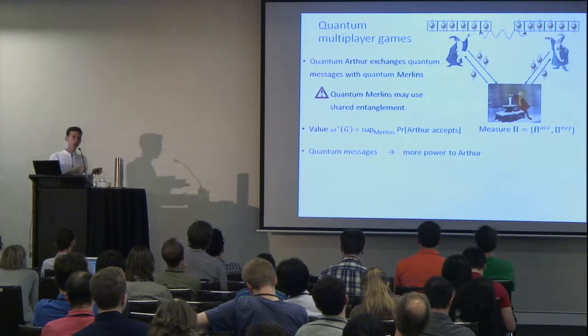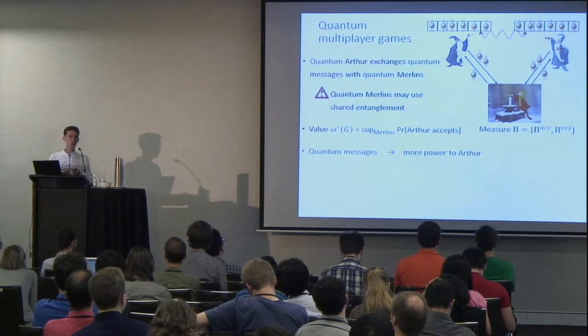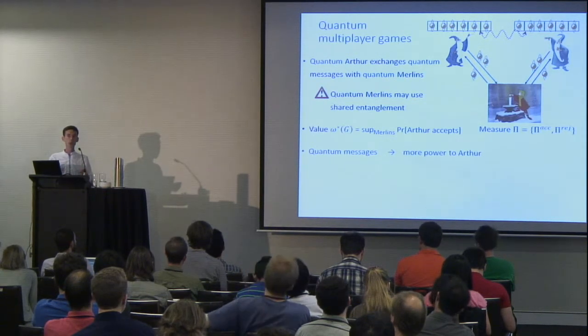So what have we done? In moving from the classical framework to the quantum framework, we've done two different things. The first thing that we've done is we've allowed Arthur to be quantum. Before he was classical, now he has a quantum machine, he can send quantum messages. That's clearly giving more power to Arthur.